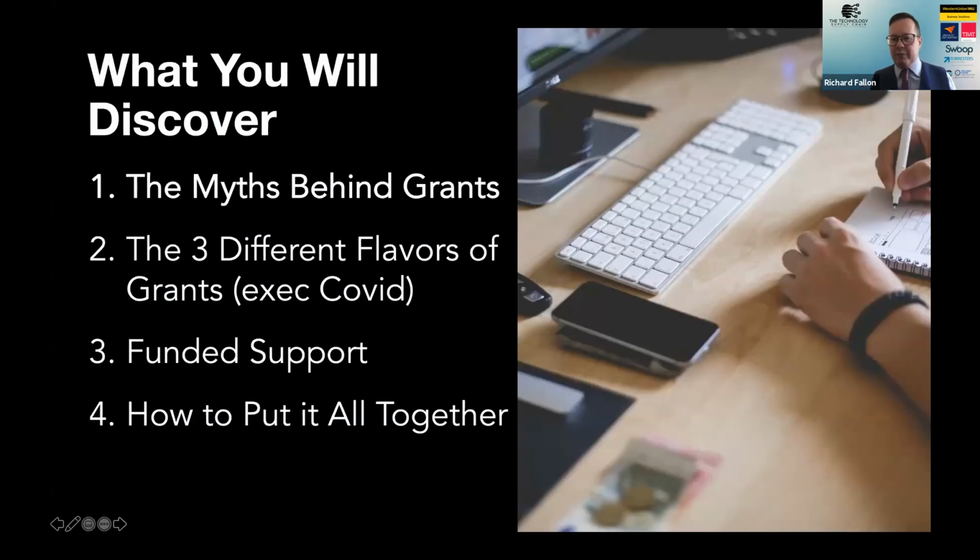So what are you going to discover today? Well, I'm going to talk about the myths behind the grants. I'm going to talk about the three different flavors of grant, except COVID. I'm going to mention a COVID grant in a minute, but I don't usually cover that. I'm then going to talk a bit about the funded support available, and there is a lot of fully funded support available. Then we're going to talk about how to put it all together so you don't end up with a half-built bridge. You get a completed bridge at minimum cost, minimum time, and maximum support for you. Does that sound good? I hope that sounds good.